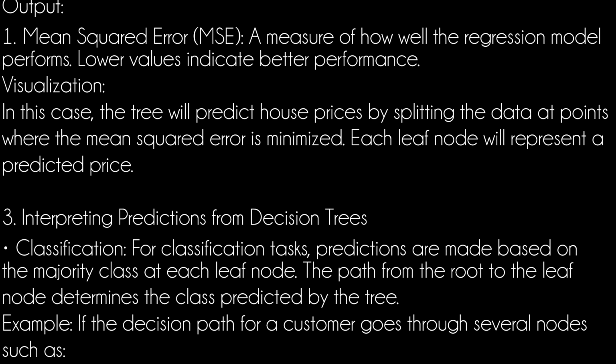Interpreting predictions from decision trees. Classification: for classification tasks, predictions are made based on the majority class at each leaf node. The path from the root to the leaf node determines the class predicted by the tree.